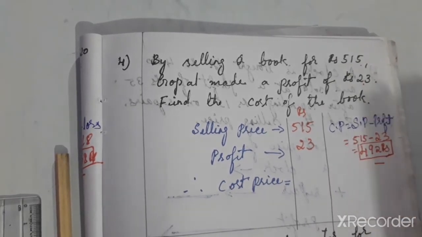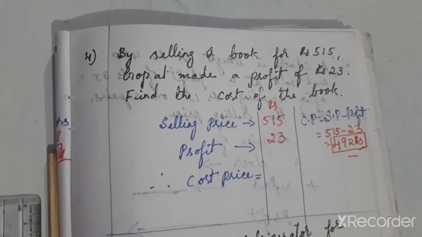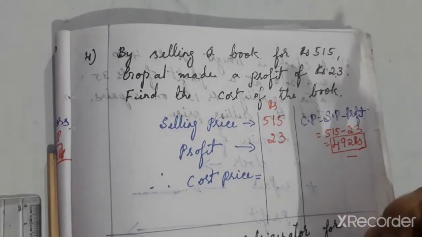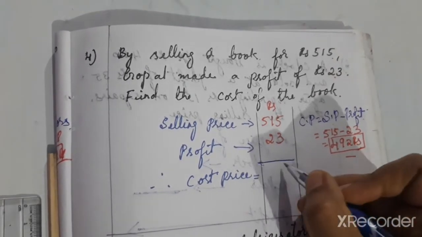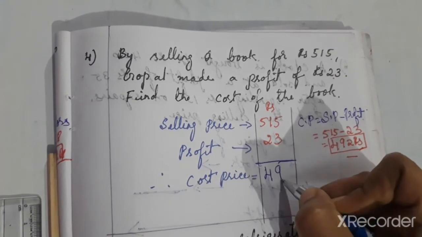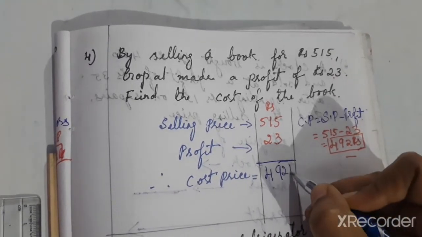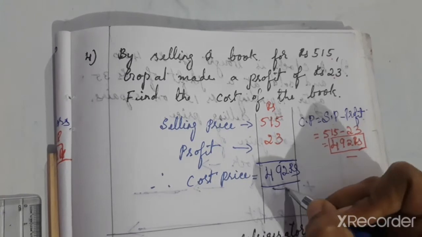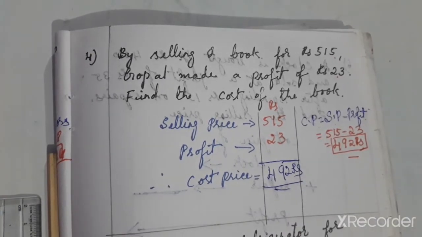After subtraction, it is 492 rupees. So the cost price is rupees 492.